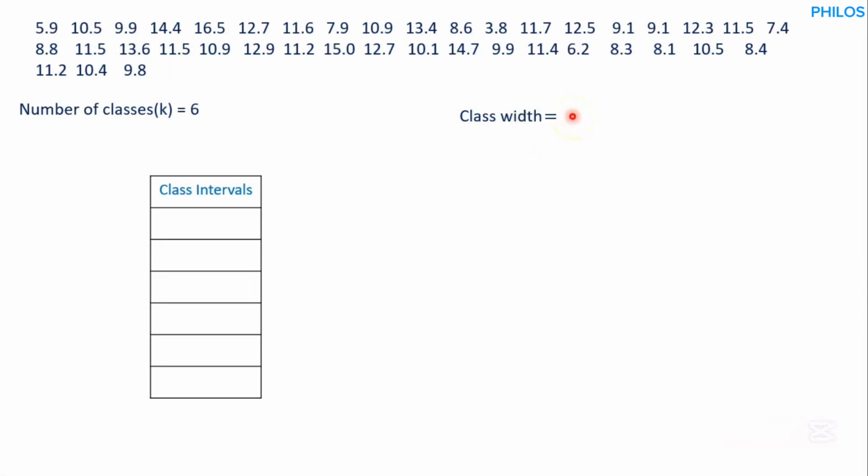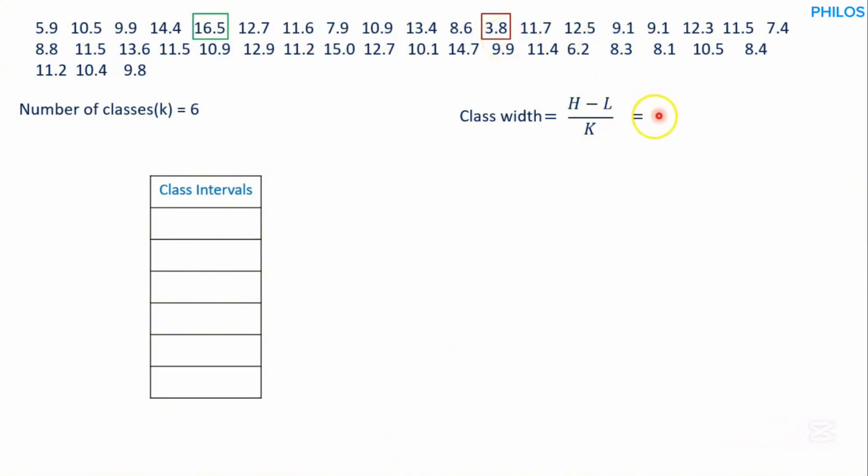So to find the class width, the formula is H minus L divided by k. H means the highest value in the data set, and L means the lowest value in the data set. Then k means classes. So when you look at this data set, what is the highest data value here? The highest data value is 16.5. Then what will be the lowest data value? Let's check. The lowest data value will be 3.8.